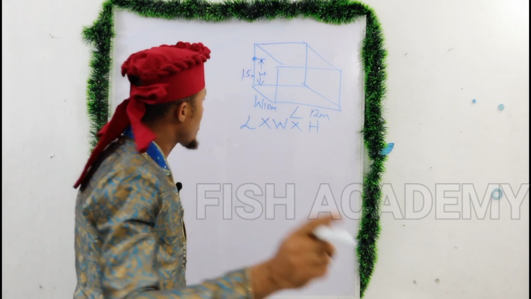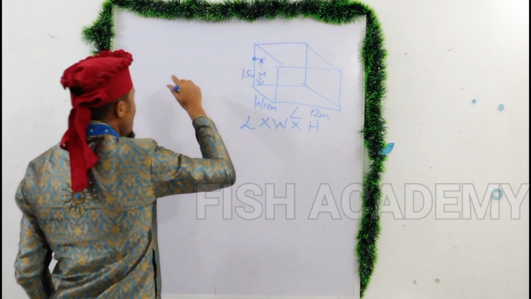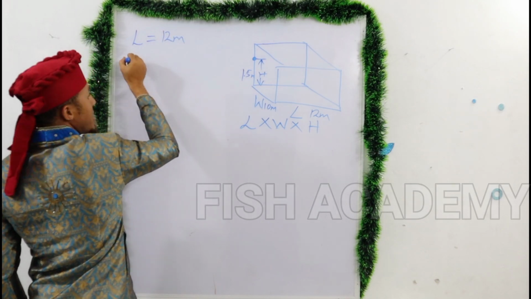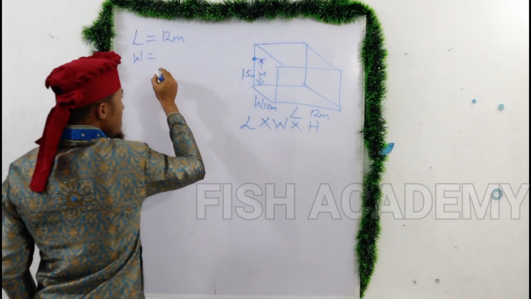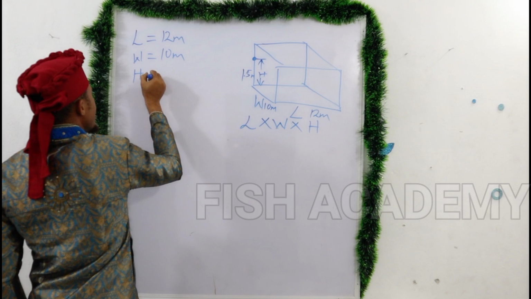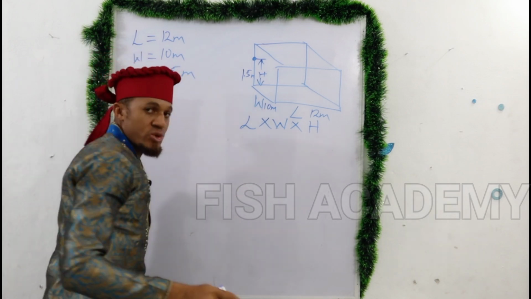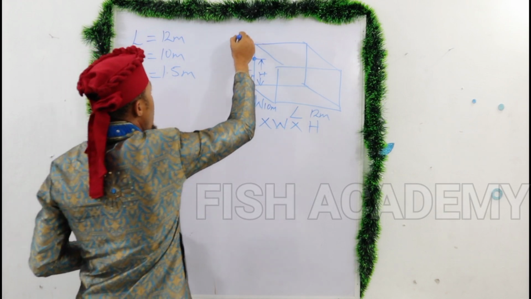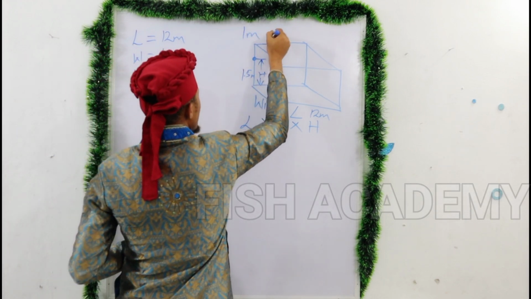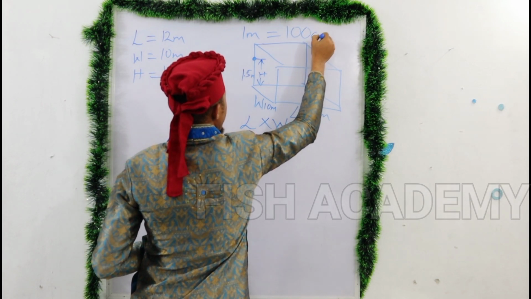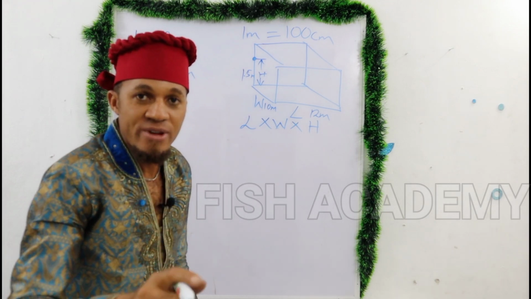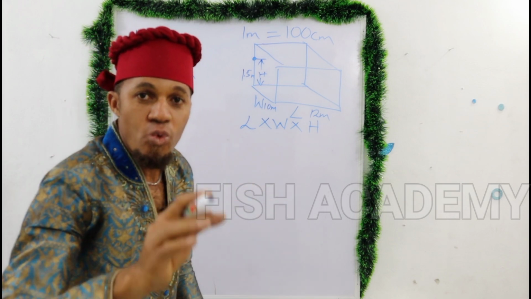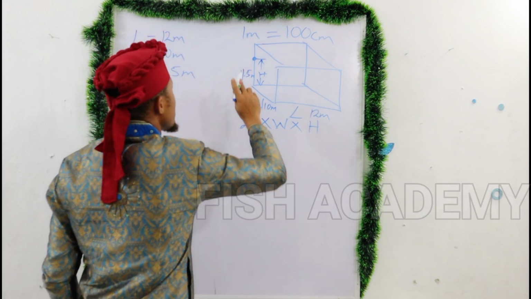We have to quickly convert this to centimeters. So let's bring this out. Length is equal to 12 meters, width is equal to 10 meters, and height is equal to 1.5 meters. To convert this, you go to your conversion table, and you know that 1 meter is equivalent to 100 centimeters.